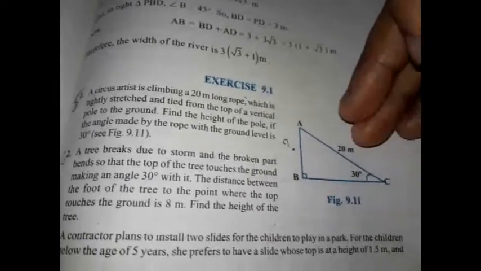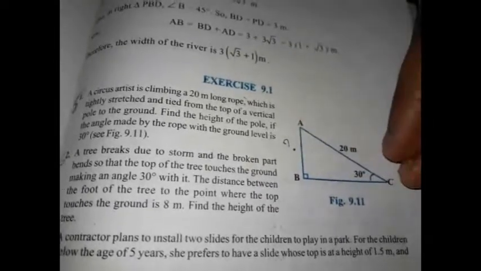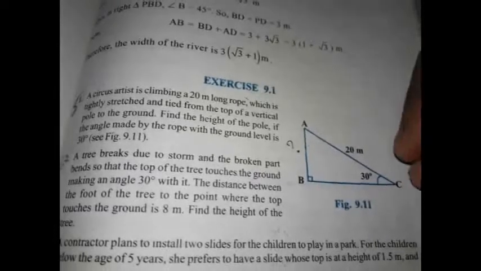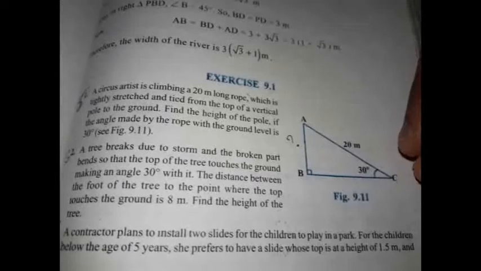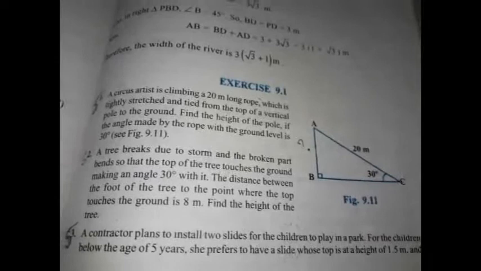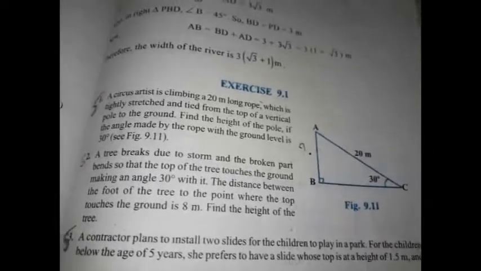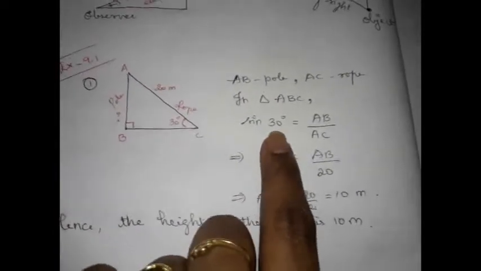So here we should go with sine ratio. So sine 30 is going to be AB divided by AC, and sine 30 is a standard trigonometric angle, right? So we know what is sine 30. So if we substitute the value of sine 30, we can find out what is the height of the pole, right? Now let us see how we can solve this. See here, this is ABC and this is the height of the pole we need to find. Therefore, in triangle ABC, sine 30 is equal to AB divided by AC.